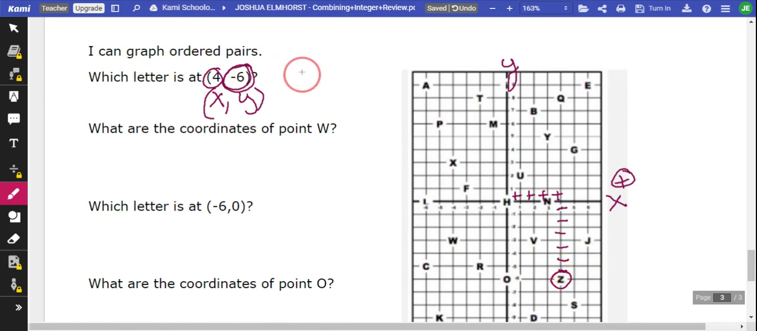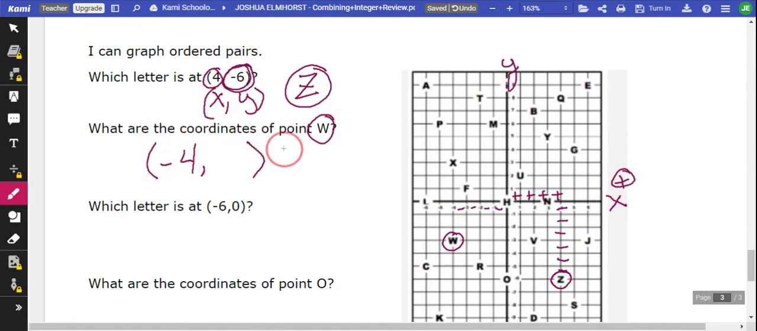So what point is located there? What are the coordinates for point W? So we're going to go over here for W. So we're going to go left. 1, 2, 3, 4. So x is -4. And then y is going down. So then we have -1, 2, 3. -3.